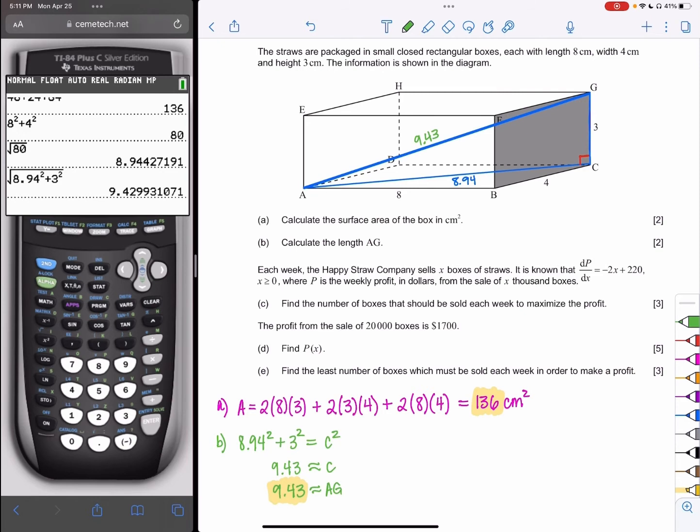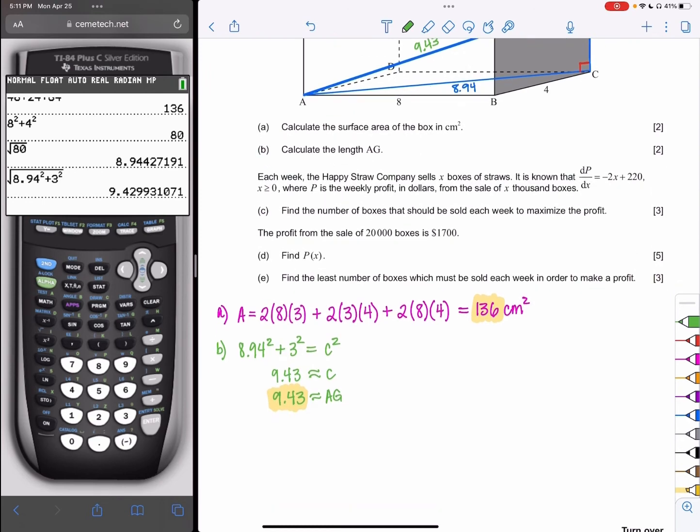It is known that the derivative of P with respect to X is equal to negative 2X plus 220, where X has to be greater than or equal to 0, where P is the weekly profit in dollars from the sale of X thousand boxes. So part C says, find the number of boxes that should be sold each week to maximize the profit. So remember, anytime you have a maximum or a minimum or an inflection point, that is what we call a stationary point, meaning that the gradient is equal to 0. And we already know that dealing with calculus, gradient is the same thing as derivative.